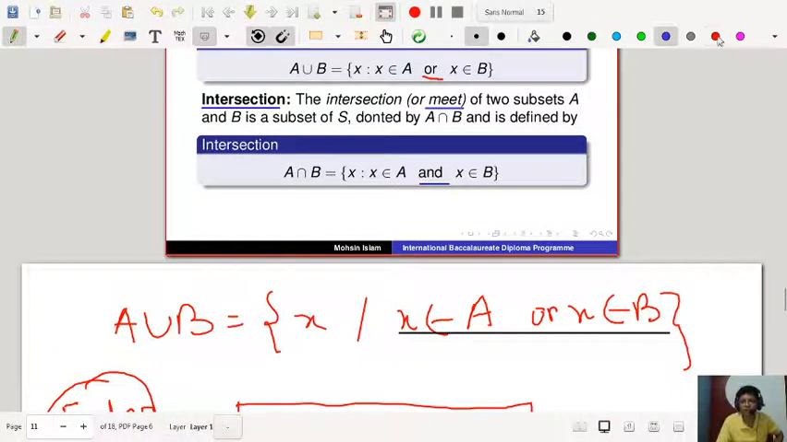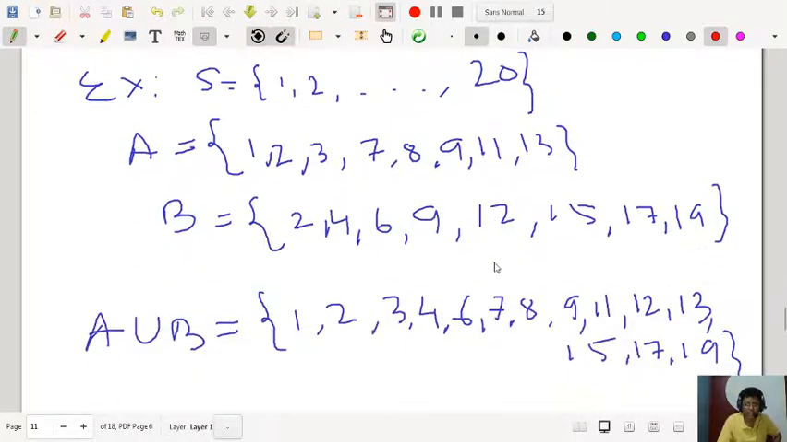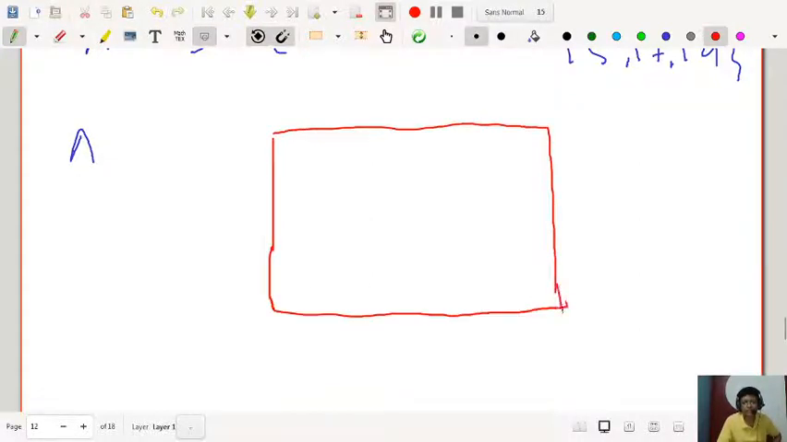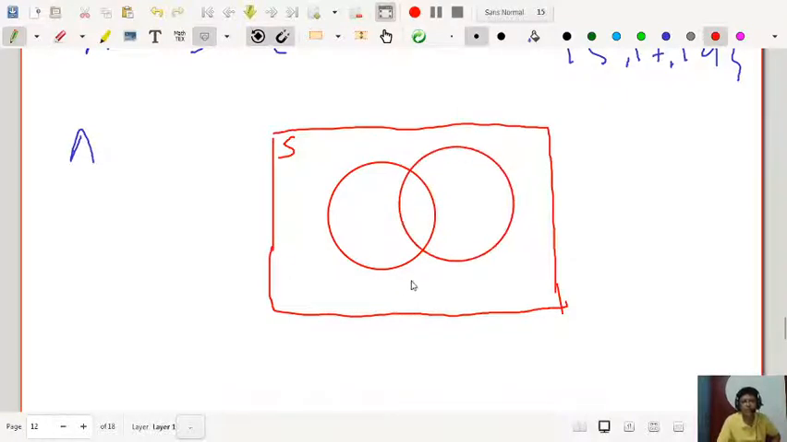So let me draw the Venn diagram first for better understanding. Again, draw a rectangle, the universal set. So this is your universal set S. This is your A set. This is your B set. Can you tell me, Ismail, where is the universal set? No, this is the universal set. Can you tell me what is the intersection portion?